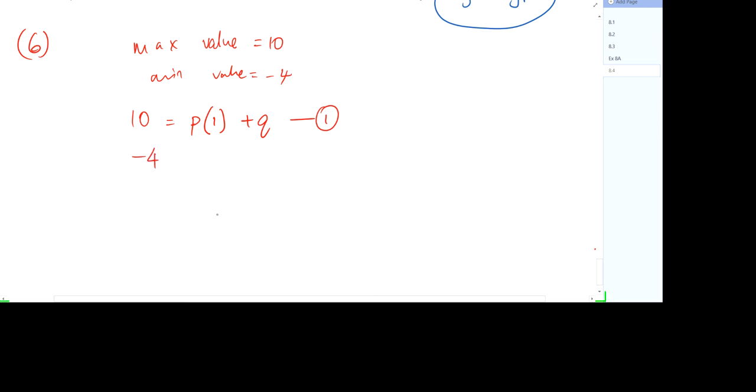-4 equals P plus 1, P minus 1. So like that, P minus 1 times -1 plus Q. So second equation. Solve. Yes, this is correct.